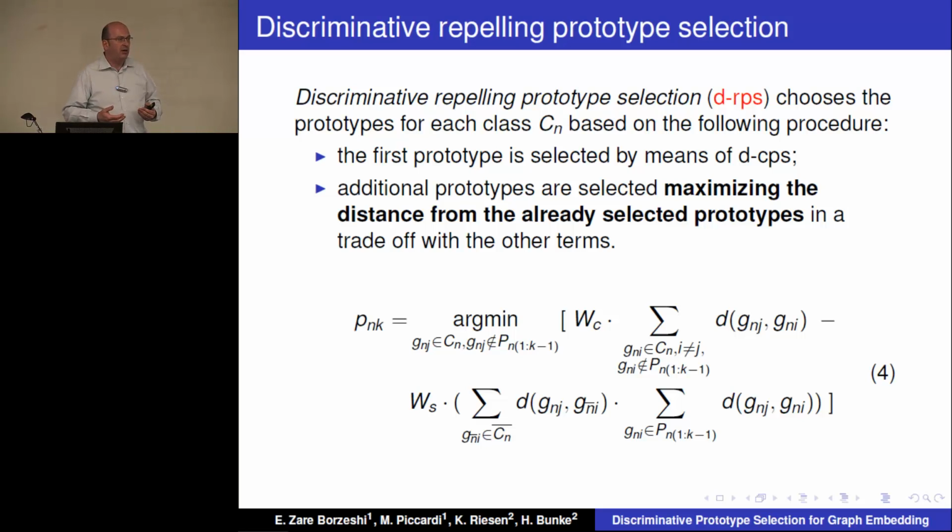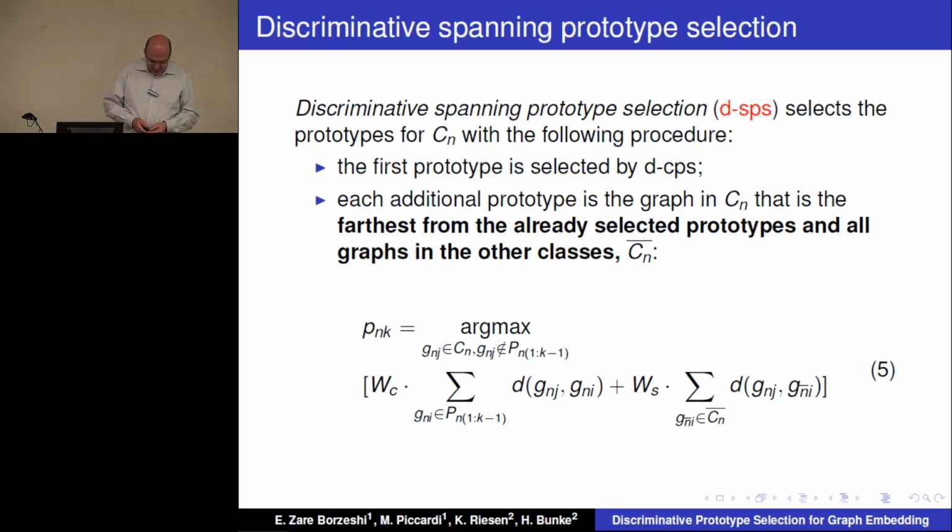I mean, one can try with different objectives that combine the same principles in different ways to obtain a higher possible accuracy. Now, I have a couple more, and I'll finish with that, with the presentation of the methods. One is this spanning prototype selection.